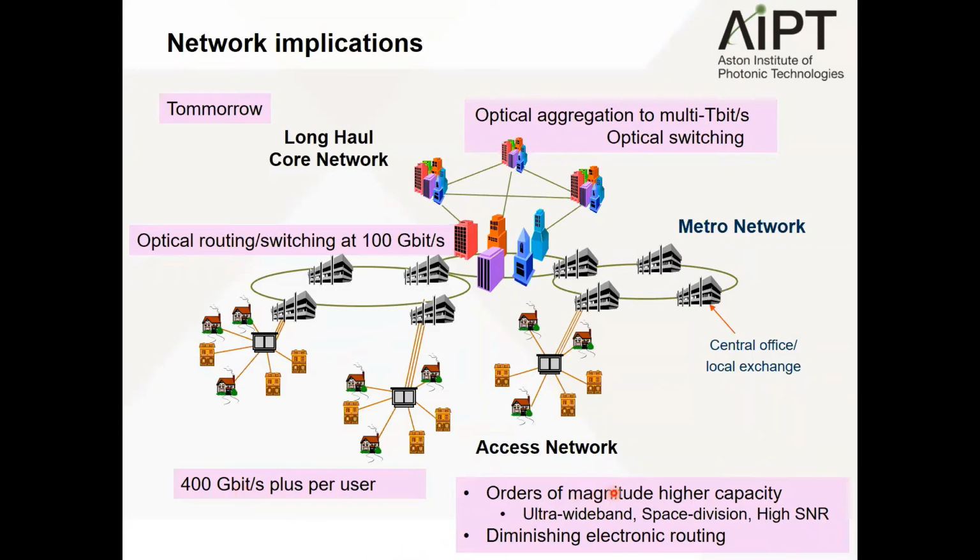And this is driven with an order of magnitude higher capacity, and that of course means that we need to do that nice rainbow slide. We need ultra wideband, we need space division multiplexing, we need to improve the signal to noise ratio, we need lots and lots of digital signal processing to make that happen. So all the stuff that's going on at ECOC at the moment will enable that 400 gigabit home.